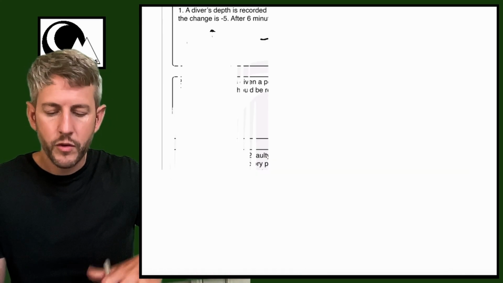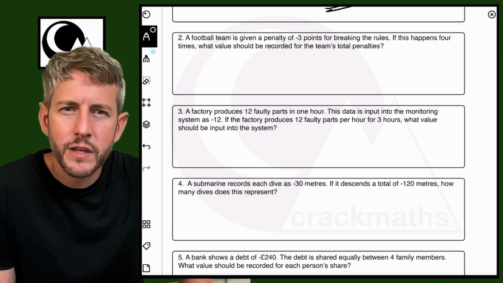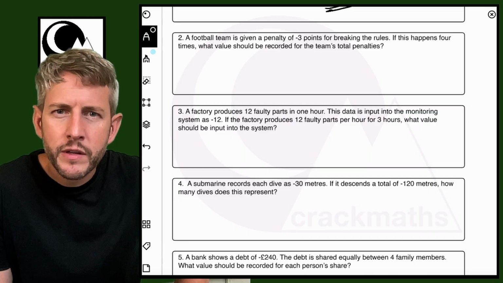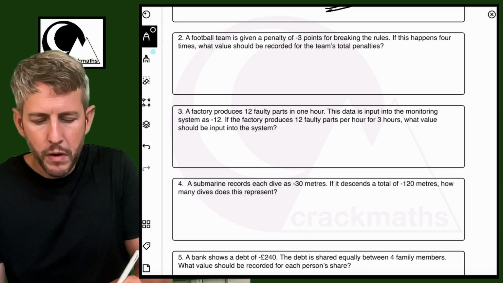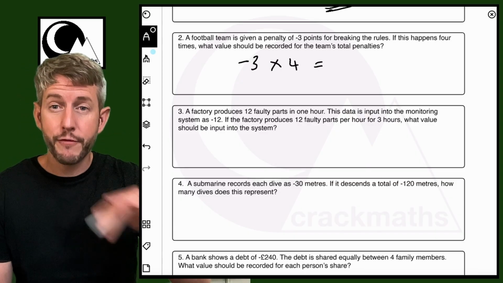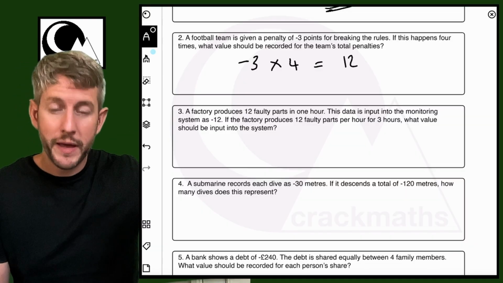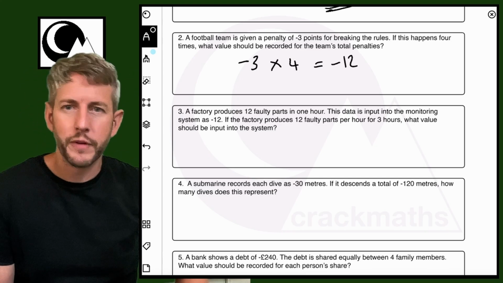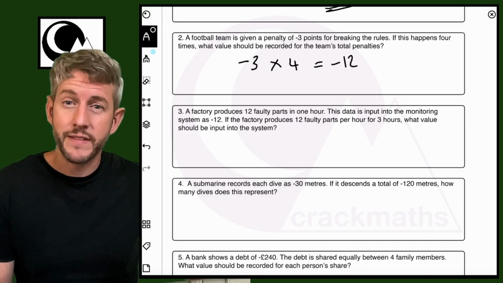Right. Question 2. A football team is given a penalty of -3 points for breaking the rules. If this happens 4 times, what value should be recorded for the team's total penalties? Right, so it's -3 and they're getting that 4 times, okay? So if they're being penalised by -3 points 4 times, well, 4 times 3 is 12, and we know that this is a penalty, and we know that it's -3, so their penalty points are -12, okay? So they'll have 12 points taken off their score, or you could say they've been issued -12 points.